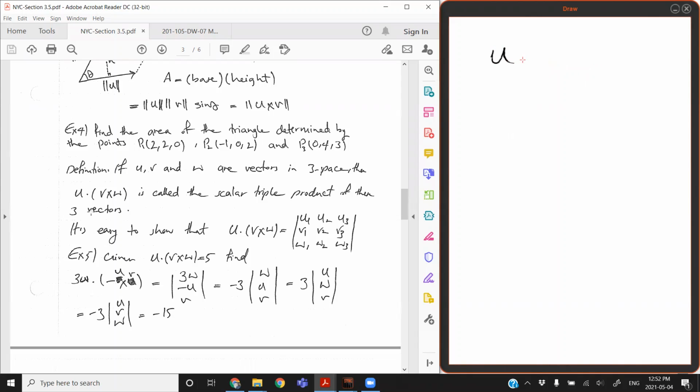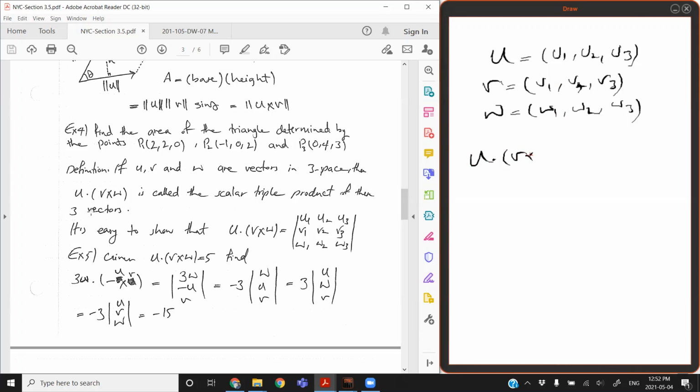That is, if U is the vector U1, U2, U3, and V is the vector V1, V2, V3, and W is the vector W1, W2, W3, then U dot V cross W, it's easy to show that it's the determinant of this matrix, where U is the first row, V is the second row, and W is the third row.